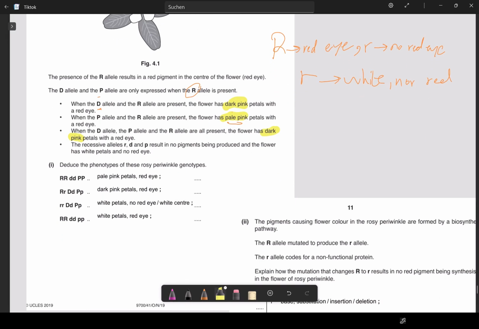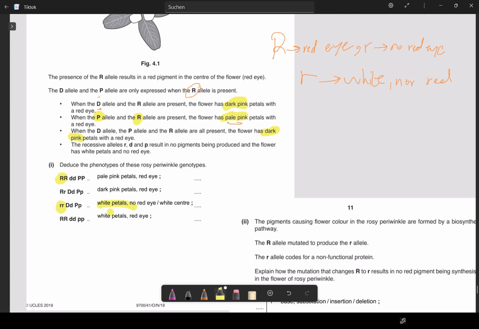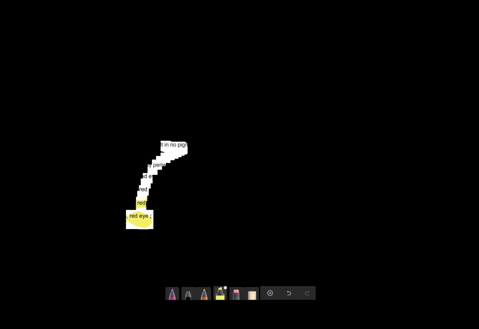It has the R. That means it's going to have a color, and it's going to have a red eye. It has the dominant R and P, so in this example it's pale pink with a red eye. Here it also has the R, and it has all 3 of them, so it's going to have a red eye again with dark pink petals. Now it has recessive r. That means it will have white petals and no red eye. Last, we have the dominant R and only this, no D or P. That means it will have white petals but will have a red eye because of the R.